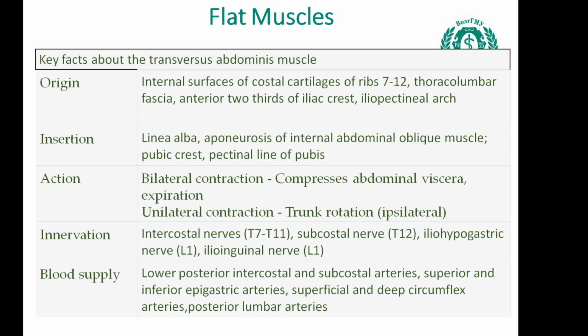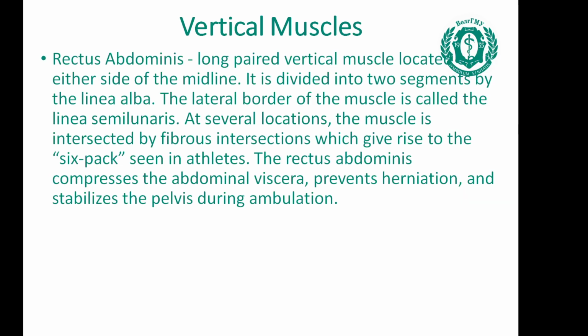Innervation: intercostal nerves from the 7th till 11th, subcostal nerve, iliohypogastric nerve, ilioinguinal nerve. Blood supply: lower posterior intercostal and subcostal arteries, superior and inferior epigastric arteries, superficial and deep circumflex arteries, posterior lumbar arteries.